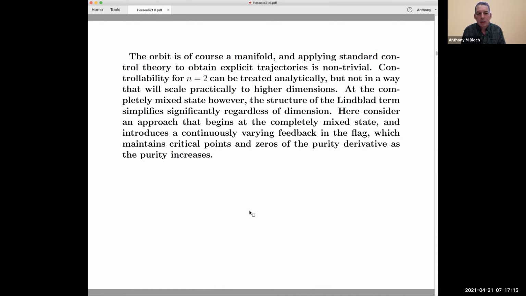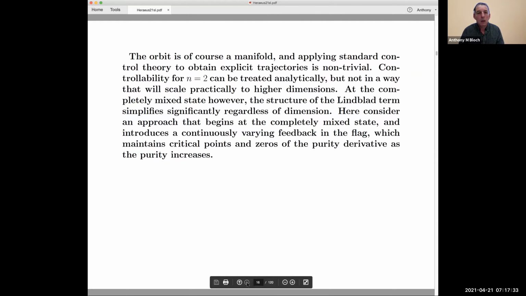The control problem that we're going to look at here, you can look at various things. You can think about how to move around in general in this flag space, if you like. But in this case, we want to try and move from, say, a completely mixed state to a pure state. That'll be the main goal.